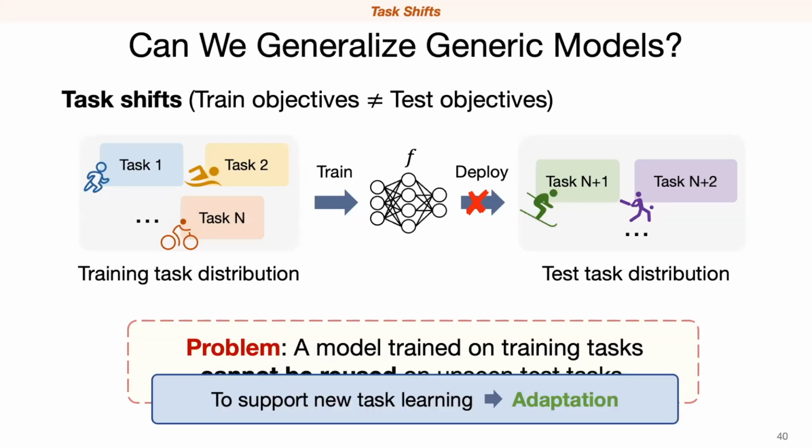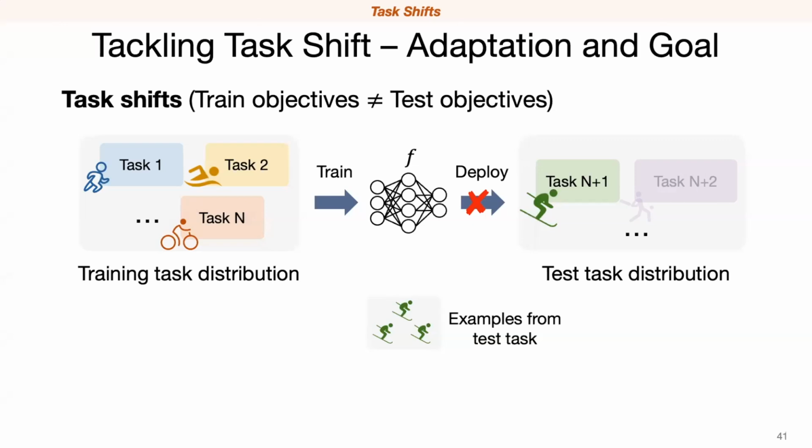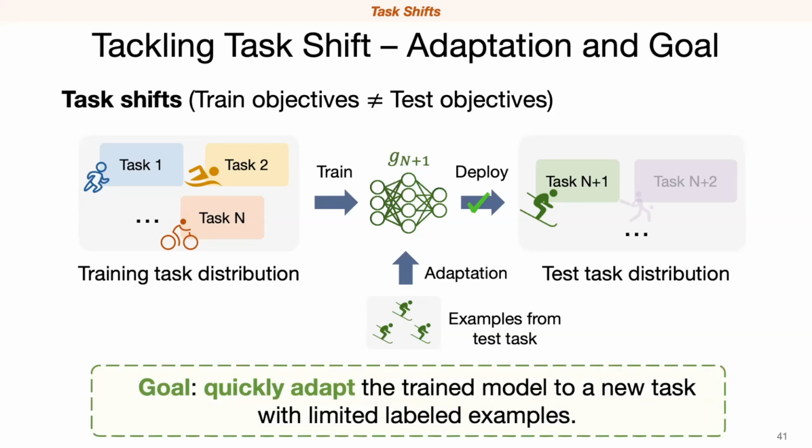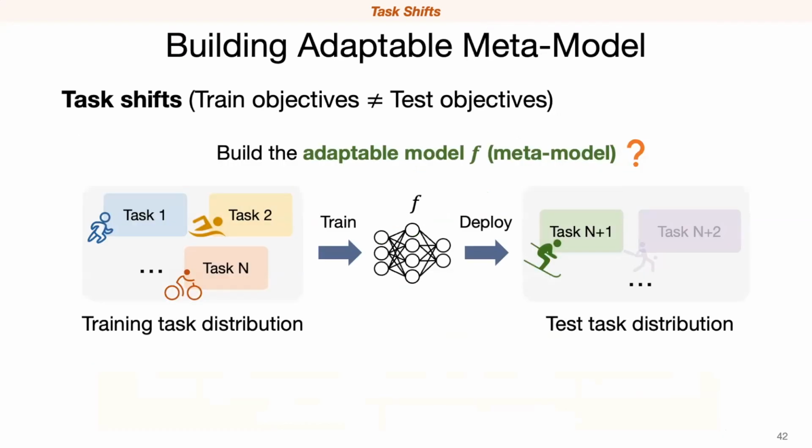So to support such new task learning, because we need to first know what the next task is, we need to do the adaptation. In terms of adaptation, we can collect some examples from the test tasks, and then use these examples to refresh the trained model and make it work well on this unseen new test task. However, it is pretty hard to collect a large amount of examples. So our goal here is to enable quick adaptation of the trained model to a new task with only limited labeled examples.